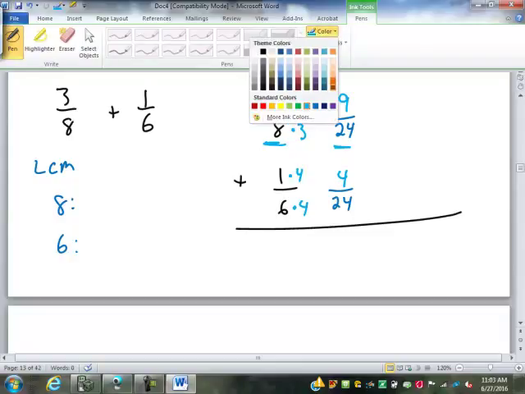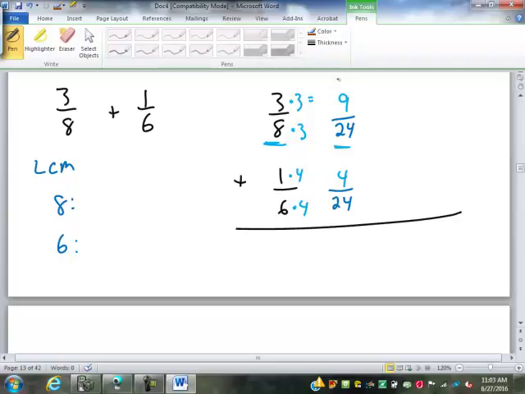Now we have the same name, so what are we going to do? Add 9 and 4. Combine the counts. 9 and 4 makes 13. You had the right idea. And then what do we do with the denominators? We keep the same name. So we keep the 24. So 13 24ths is our answer.